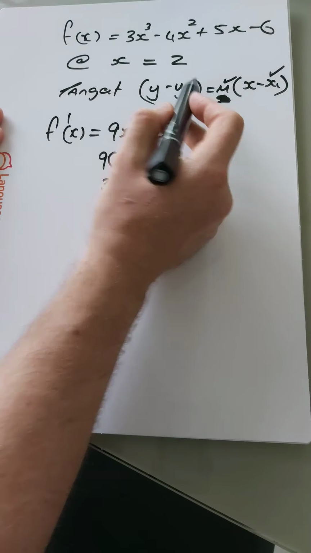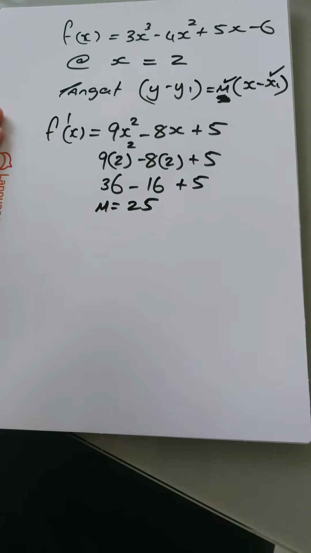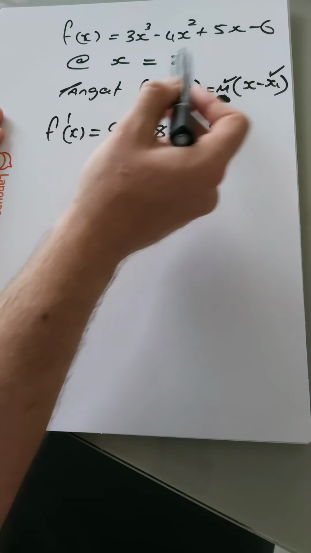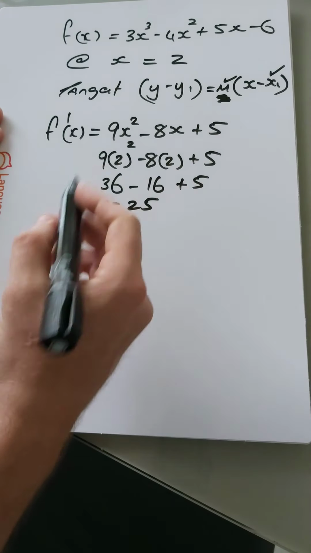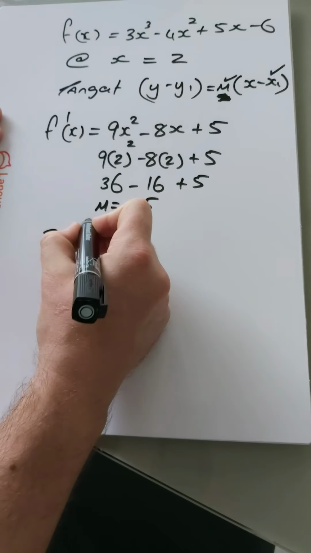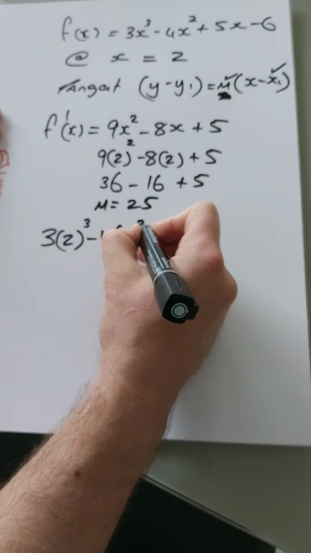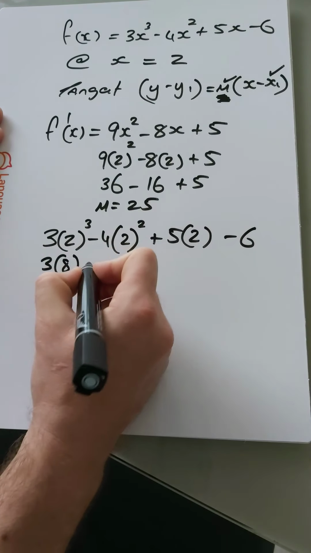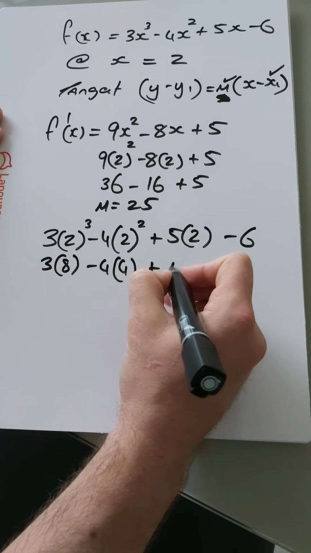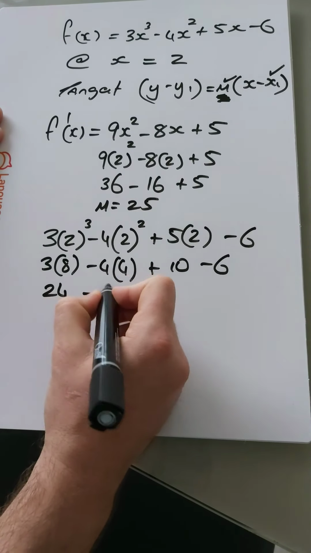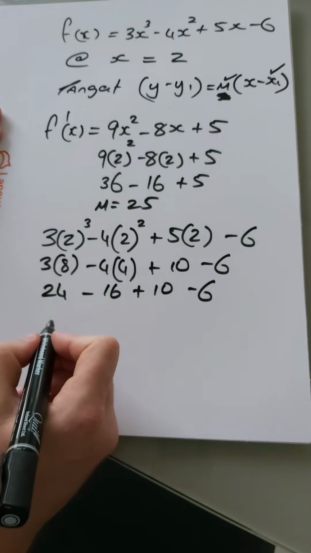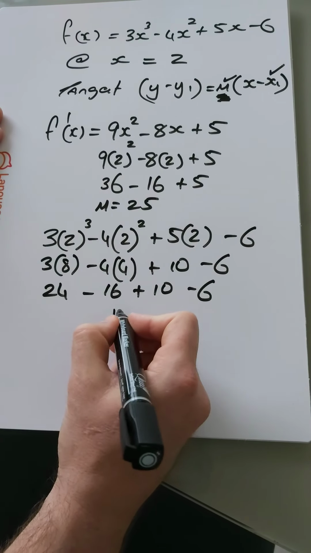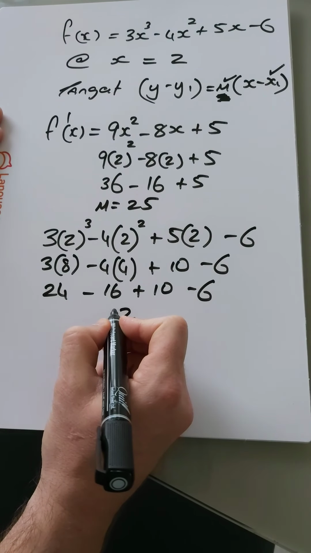But I have a problem, I need y. But don't forget that this works like any function. So if I want to find the y value when x is 2, obviously the point is on the function. So I need to find a y value when x is 2. So all I do is put 2 into my original function if I want to find the y value that corresponds to it. And when I put 2 into my original function, I get 3 times 8 minus 4 times 4 plus 10 minus 6, which is 24 − 16 + 10 − 6, which works out to be: 24 minus 16 is 8, 8 plus 10 is 18, 18 minus 6 is 12. There is my y value.